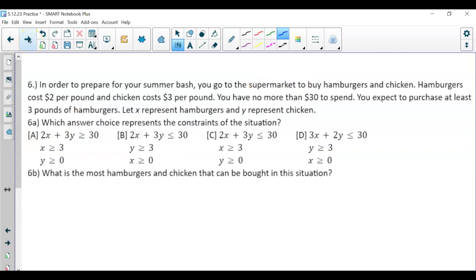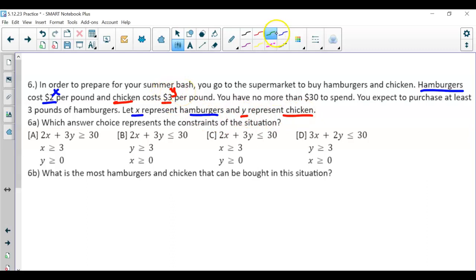So now in number 6, guys, we're getting into practicing using Desmos. If you want to know the answer to these questions with the constraints, then we'll be practicing using Desmos to figure out the maximum and minimum values. So here we're going to let X represent hamburgers and Y represent the chicken. So if hamburgers cost $2 per pound, I need 2x, right? Because X is hamburgers. And then chicken is $3. So chicken, that's your Y.